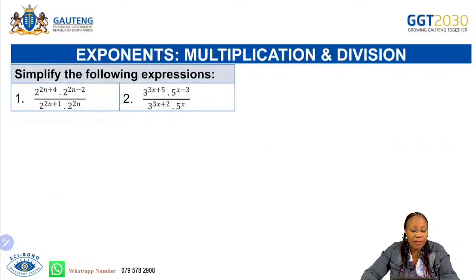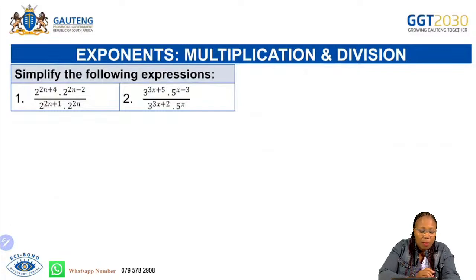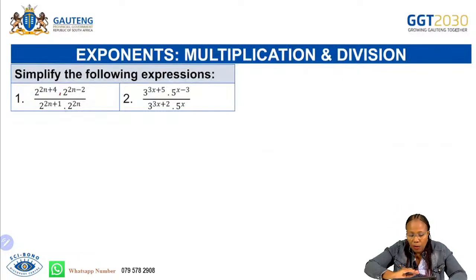And now they say simplify the following expressions. Number 1, we are given 2 to the power 2n plus 4. Multiply, this dot means multiplication. 2 to the power 2n minus 2, and then 2 to the power 2n plus 1, multiply by 2 to the power 2n on the denominator. Numerator is on top, denominator is below. Okay, now with number 1, we are fortunate enough because we have the same base throughout. We have checked, yes, it's the multiplication and division type.